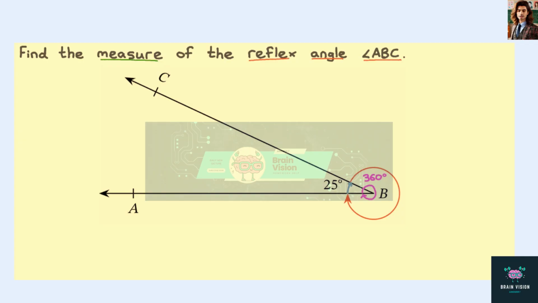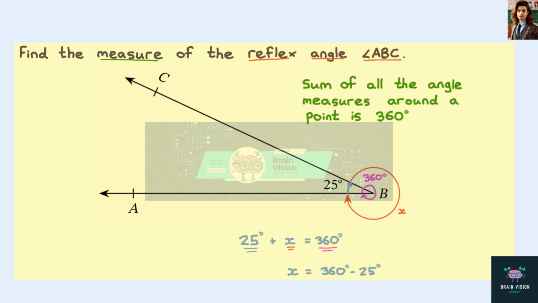We can see that rotating a full turn is equivalent to rotating through the angle of measure 25 degrees and then through the red reflex angle. If we call the measure of this unknown reflex angle x, then we can say that 25 degrees plus x must be equal to 360 degrees. We can then subtract 25 degrees from both sides of the equation and evaluate to obtain that x is 335 degrees.